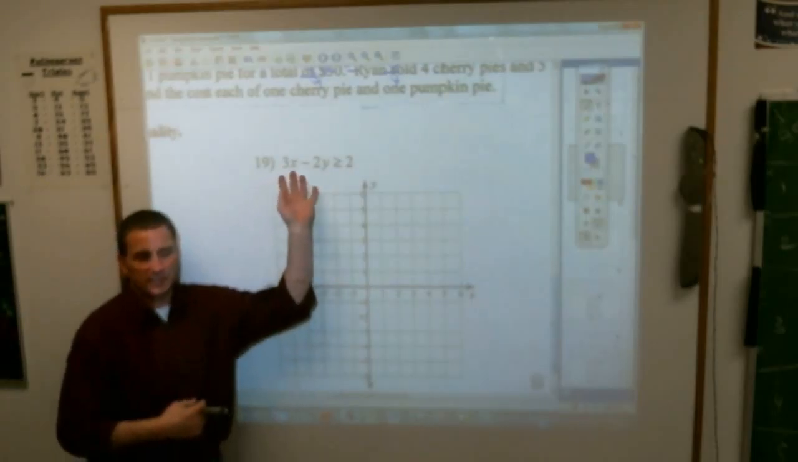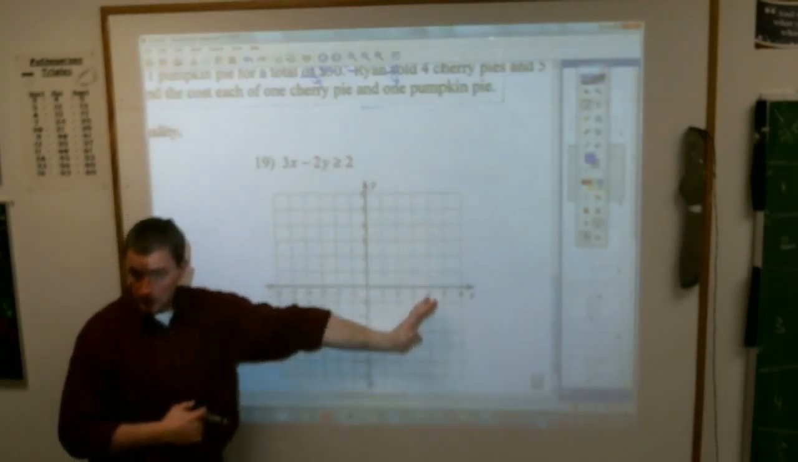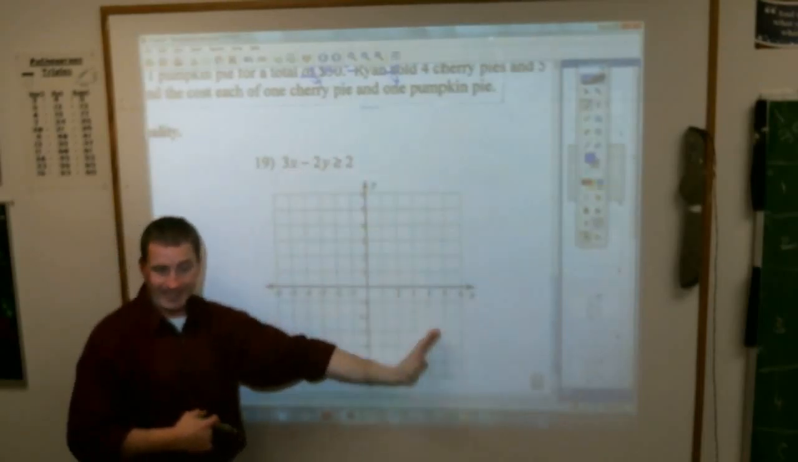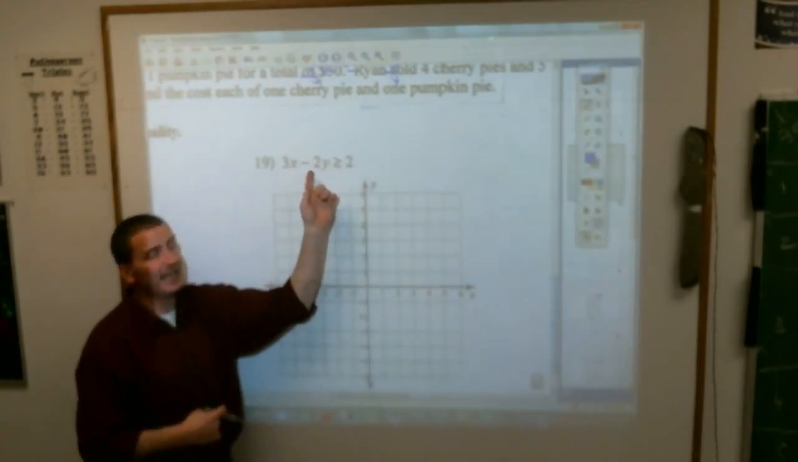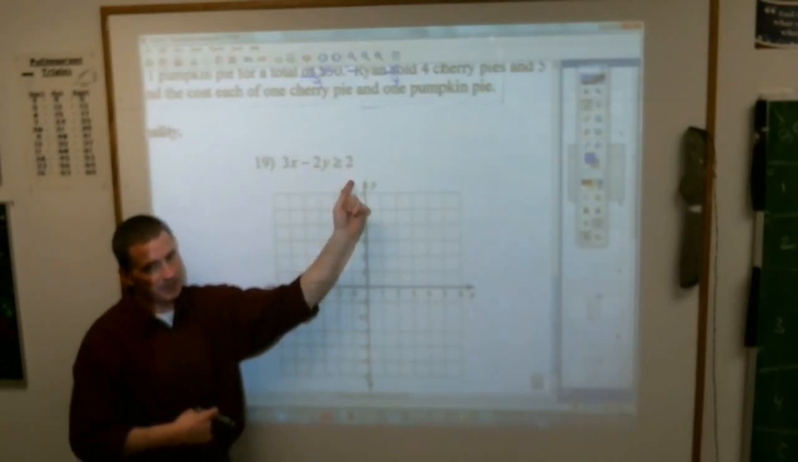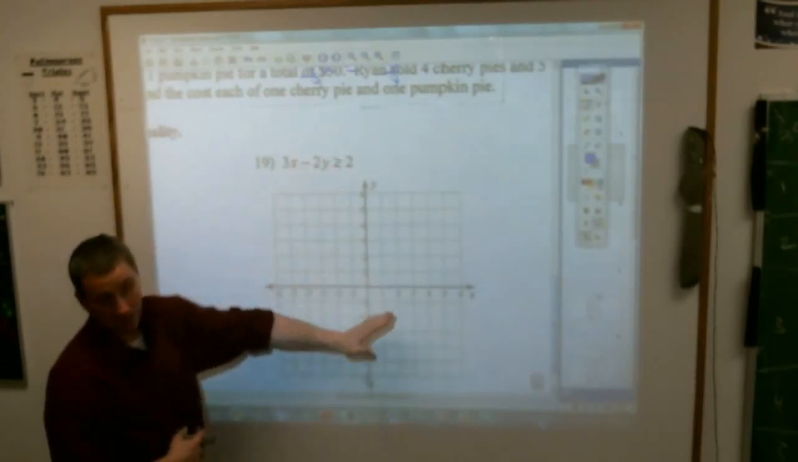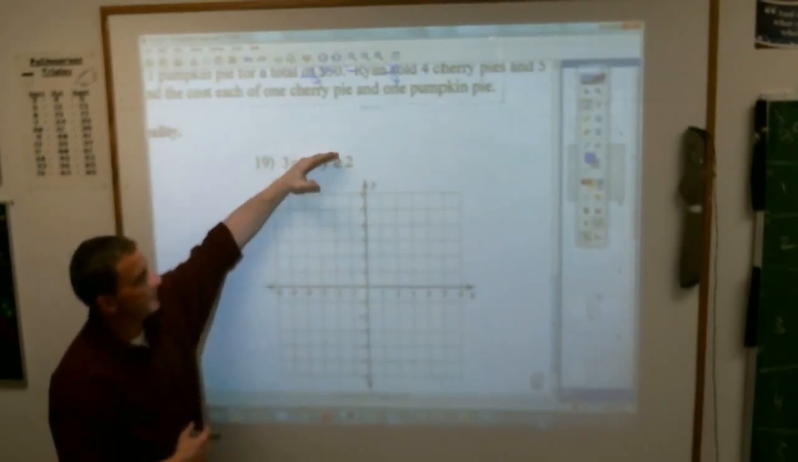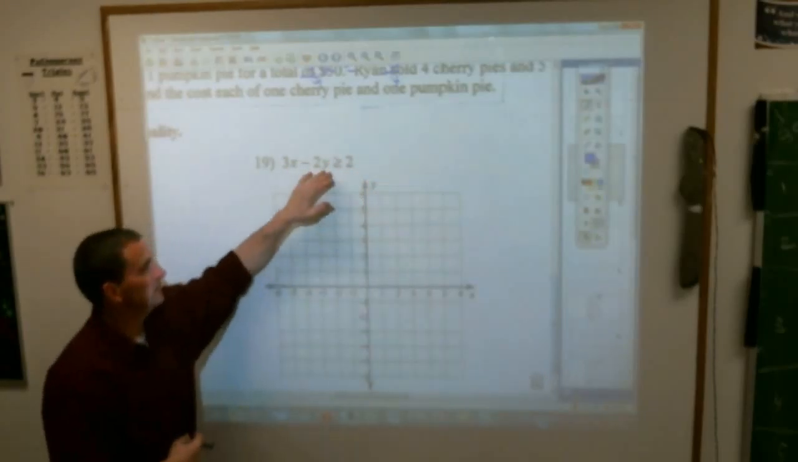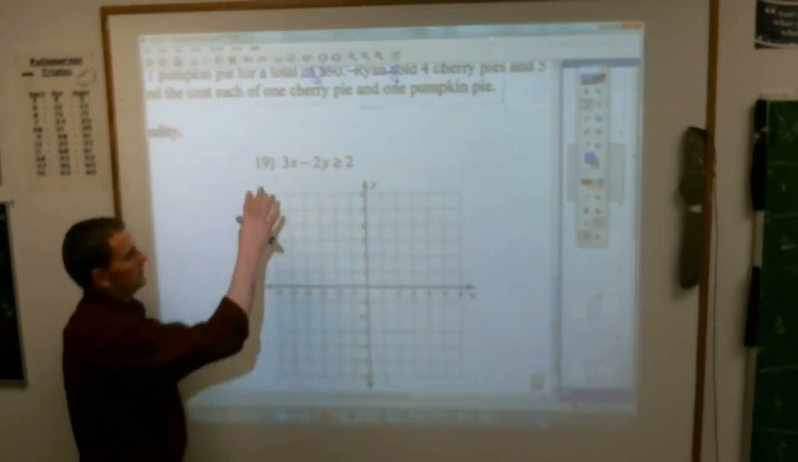Right away when you look at this, because this is an inequality, you know it's going to be shading. Okay, and the y is the letter that tells you whether you shade up or shade down. Because this is a negative y, you always think opposite of what that sign is. Right now it says shade on the greater than side, but because of that negative, after you graph this, you're going to shade the negative side. And it's just a matter of this.